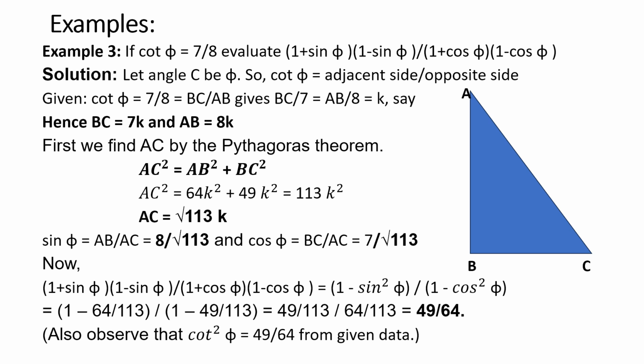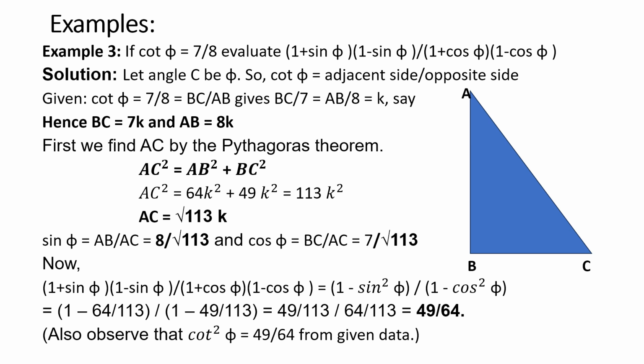So sine phi is opposite side upon hypotenuse. Which is the opposite side to C? It is AB. So sine phi is AB upon hypotenuse AC. Just put the values, it is 8 upon root 113.